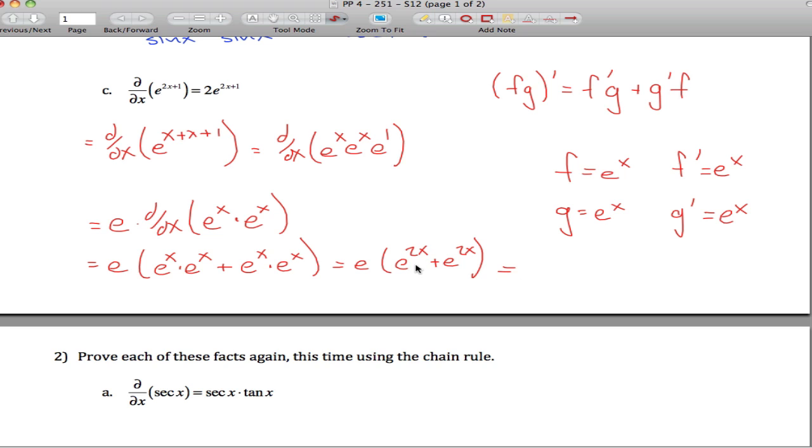And so I have one of these e to the 2x things plus another one of these e to the 2x things. I have two of these e to the 2x things.